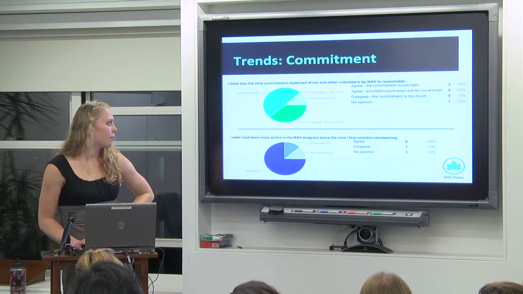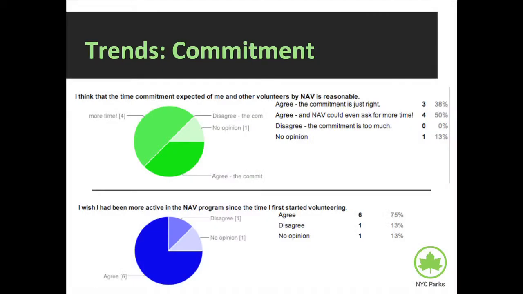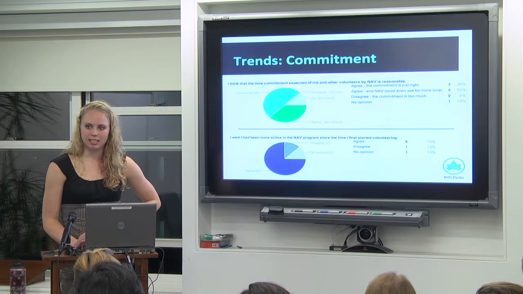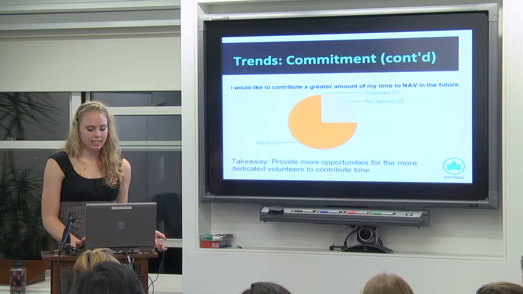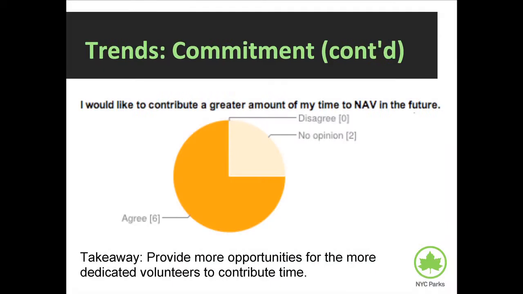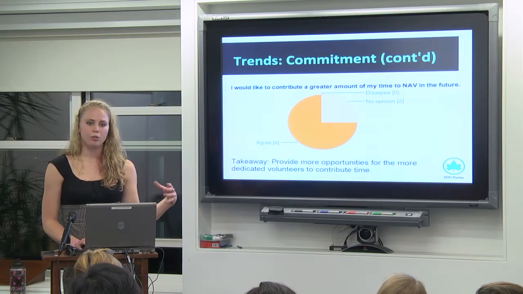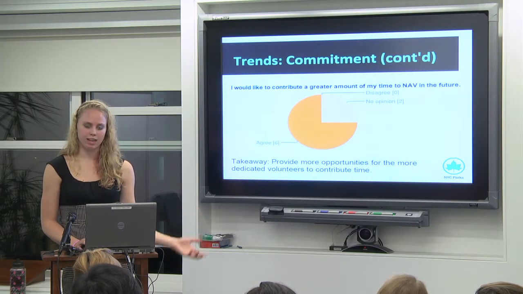For commitment, a lot of people, as you can see from these graphs, felt that they could almost commit more time and that they want to be more active in the NAV program. Now, granted, the people who are answering this survey are probably self-selected for the most dedicated volunteers, but still, if the most dedicated volunteers want to commit more time, maybe NAV should focus more energy on giving opportunities for these people for more time instead of just focusing on the people who don't really want to give that time.